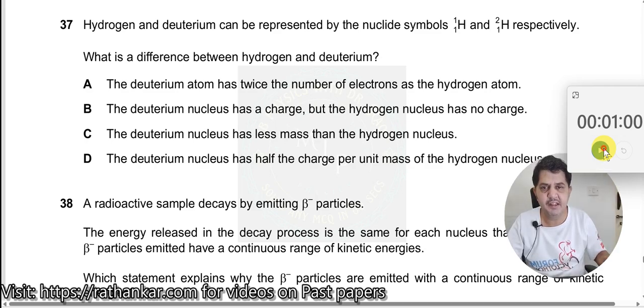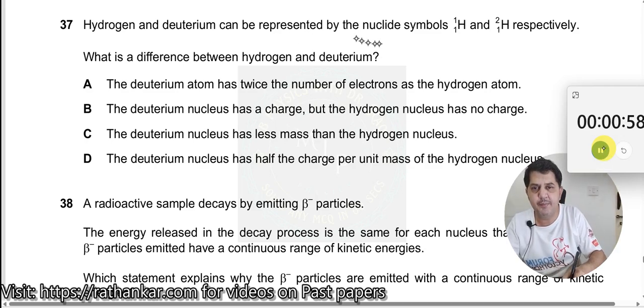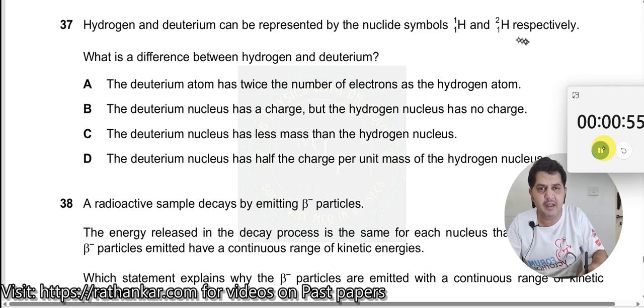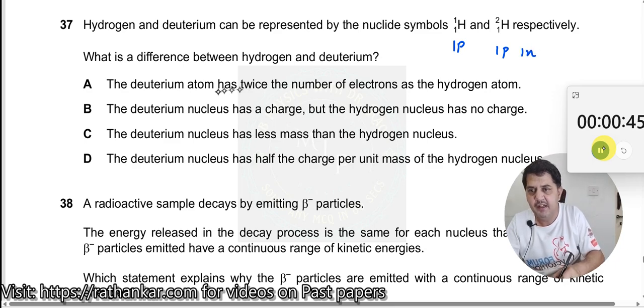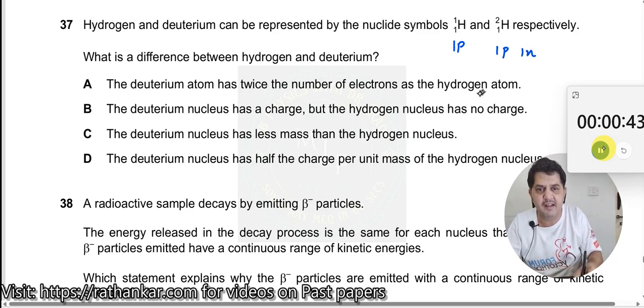Question number 37. Hydrogen and deuterium are represented by the nuclide symbols 1H1 and 1H2. Okay, what is the difference between hydrogen and deuterium? Now, what is hydrogen? Hydrogen has only one proton. What is deuterium? Deuterium has one proton and one neutron. Okay, option A: a deuterium atom has twice the number of electrons as a hydrogen atom.